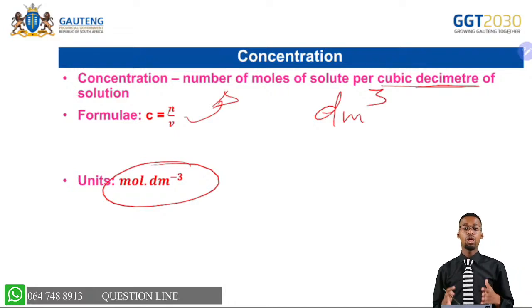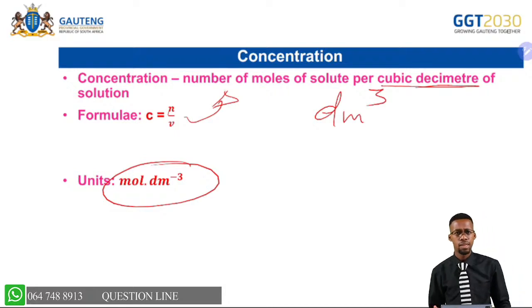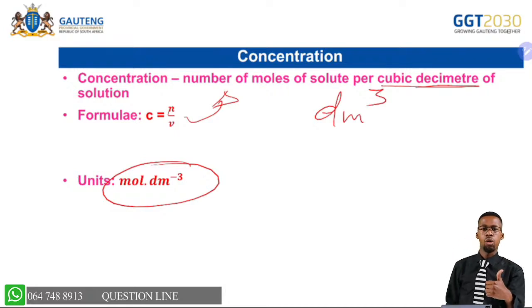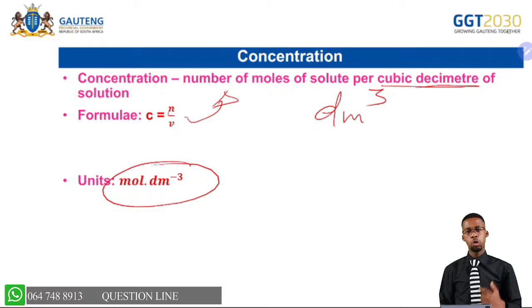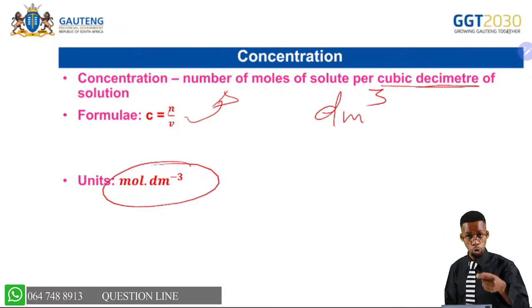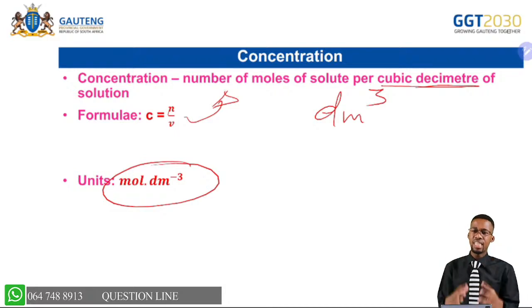So that is what we are talking about today. This is the lesson of the day. If you grasp this, you are gone. When we talk about concentration, we are talking about the number of moles of solute per cubic decimeter of solution. This is what concentration is. Number of moles of solute divided by volume. Volume in what? In decimeter cube.